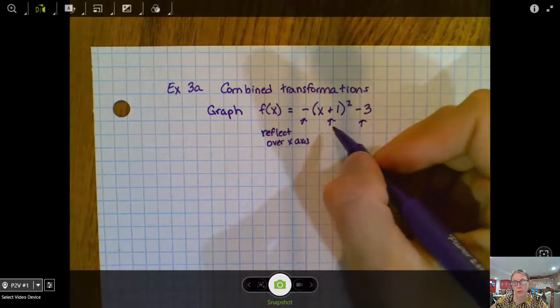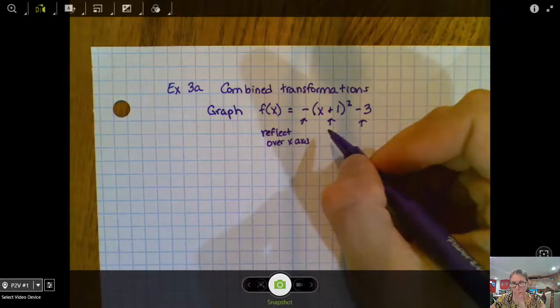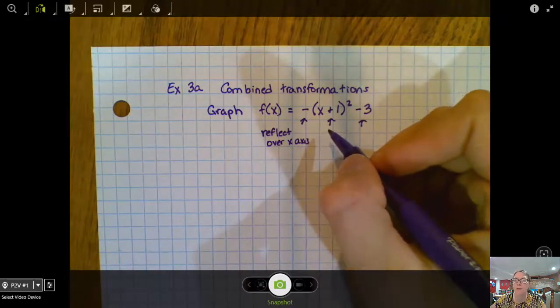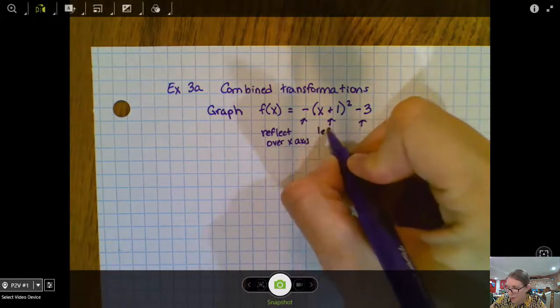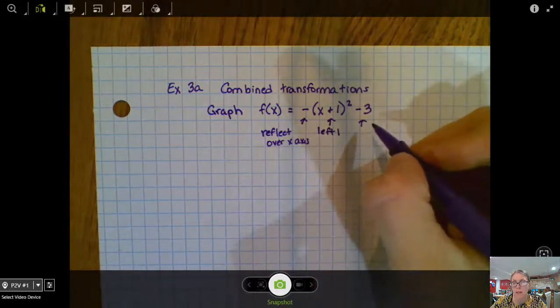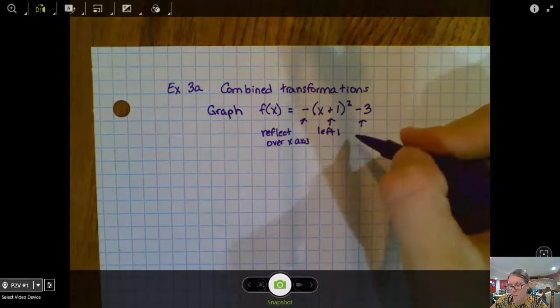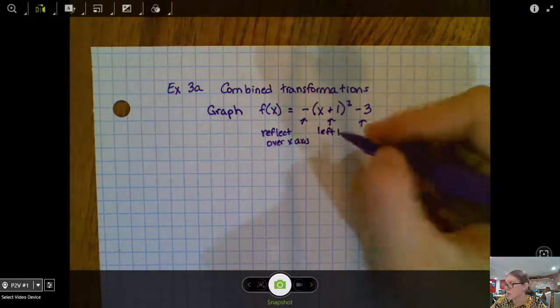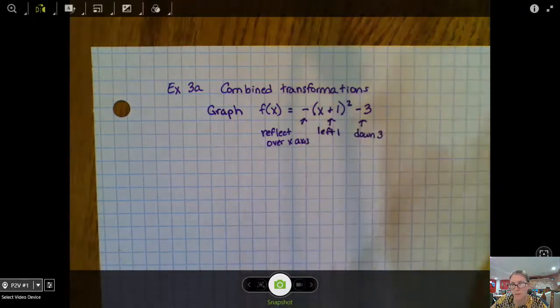Okay, this plus 1 inside the parentheses, it's inside, which is going to affect our graph horizontally. And everything on the inside is the opposite of what we think. So that plus 1 is really going to go left 1. This minus 3, it's on the outside, which is vertical. That's good. And vertical does what we think. So this is going to translate down 3.